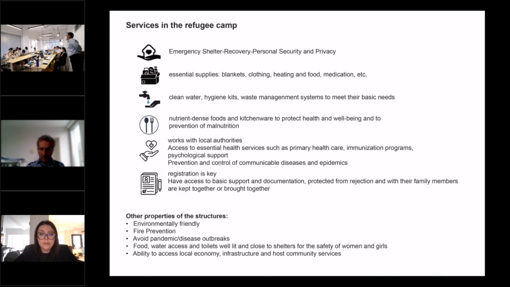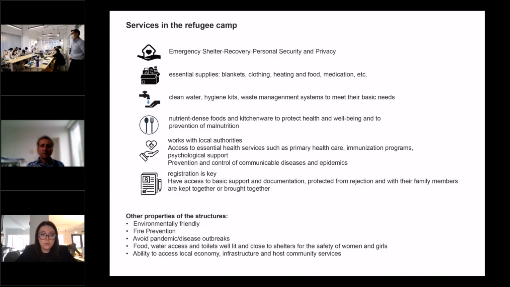You also get medical support and psychological support, and you go to register. Registration is the key to having access to services. So you get documented, so they know you now live in their country. The other properties of the structure are that they try to offer you a friendly environment, and fire prevention to avoid pandemics and disease outbreaks.